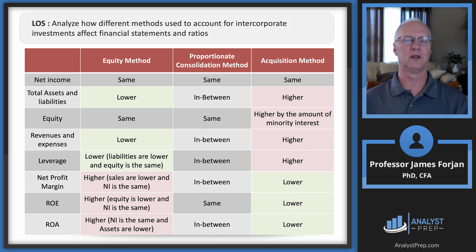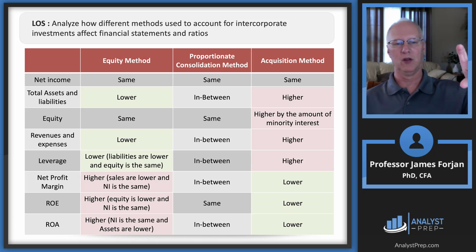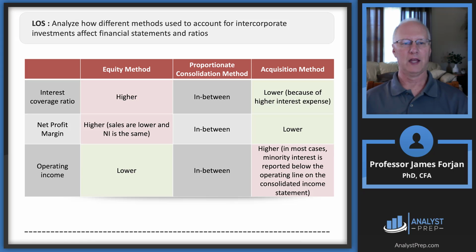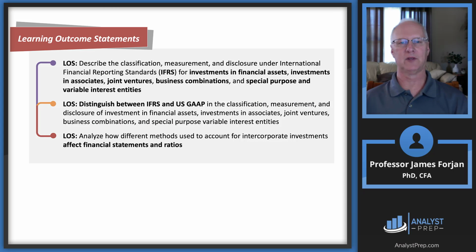So these two slides, let's get your cameras out and take a picture. So this is the last LOS, right? Analyze how different methods will impact financial statements or ratios. So notice, the first 4 or 5, there's impact on financial statements under equity, proportionate, and acquisition methods, so I would just memorize those things. And then there's some ratios there as well. And here are some more ratios. And I believe that takes us through those 3 LOSs. Remember, that first one is by far the super most important.